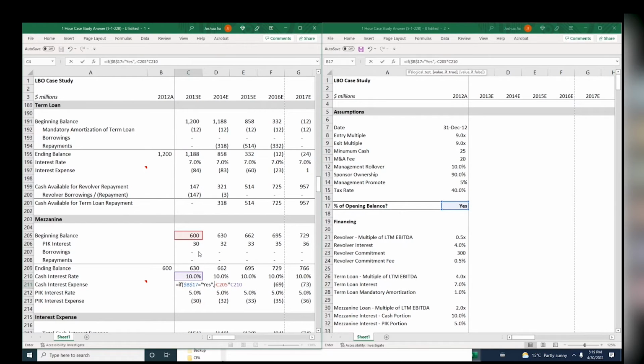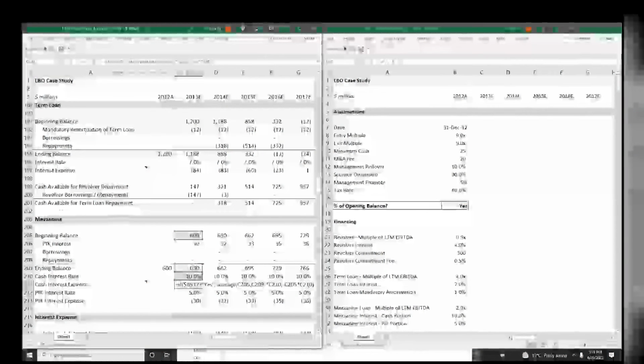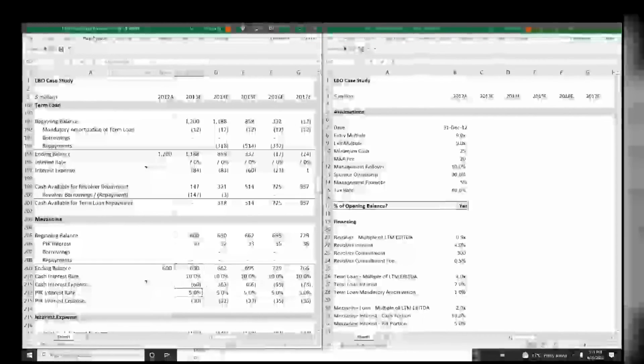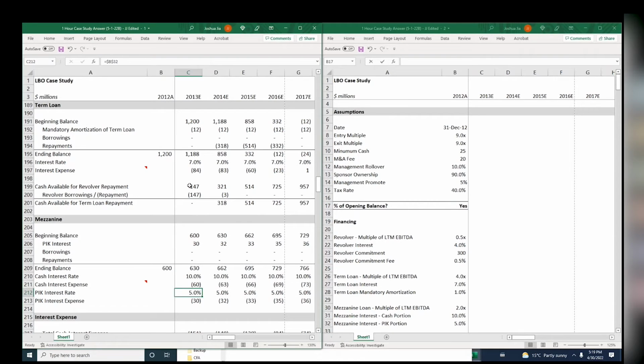So then average of opening balance and ending balance times the interest rate. And then I'm going to put a comma there, and of course, make that negative, and then, oh, sorry, this should be no. I'll double check I did that right on the other one here. Yeah, I said no as well.